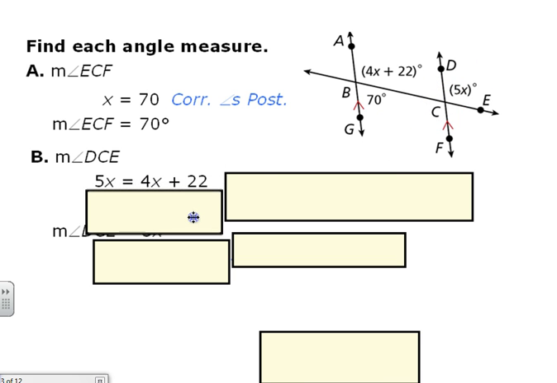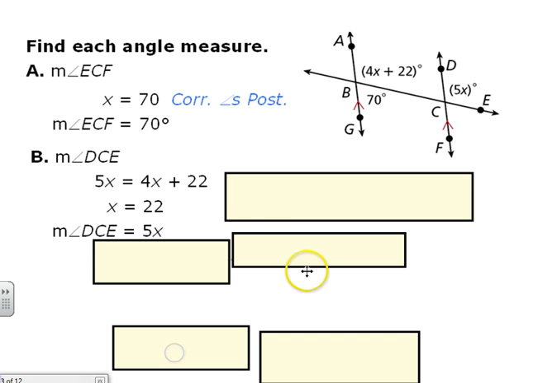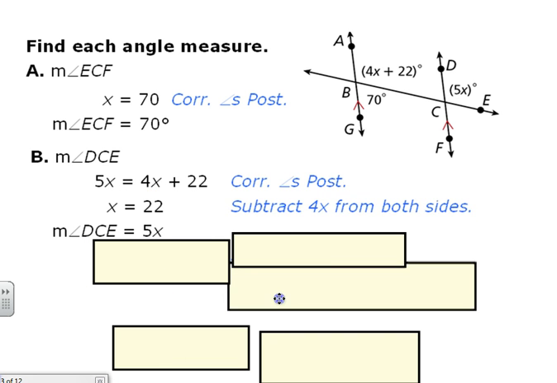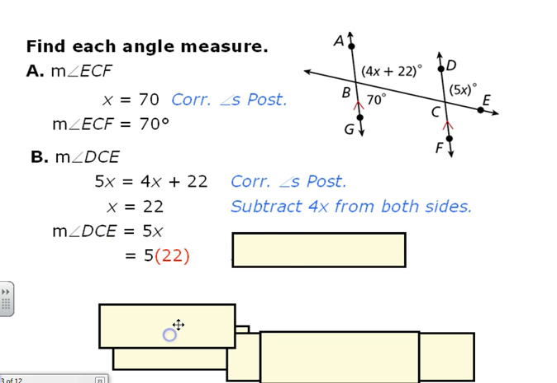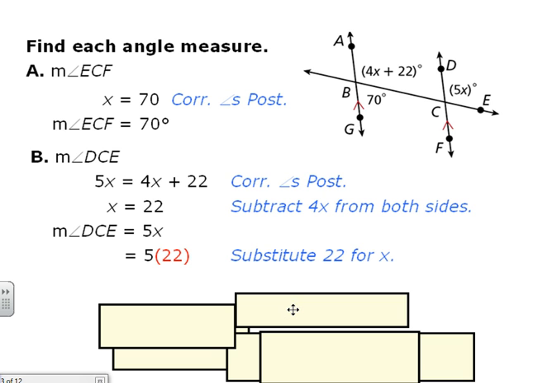110. Okay. They actually put it in terms of 4x plus 22. This would be true as well, right? So x equals 22. Either way it works. Good job. This was using the corresponding angles and subtracting from both sides. So DCE equals 5x, and this is just substituting to show that this is true, okay?